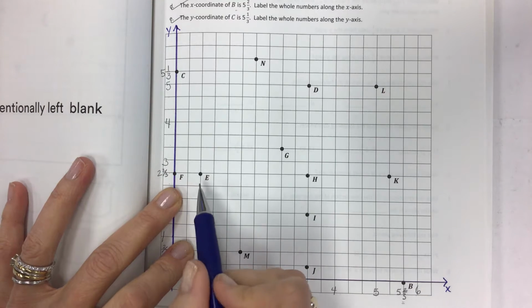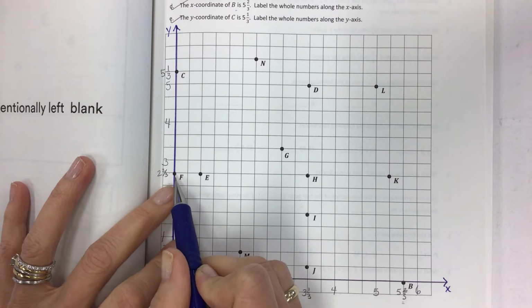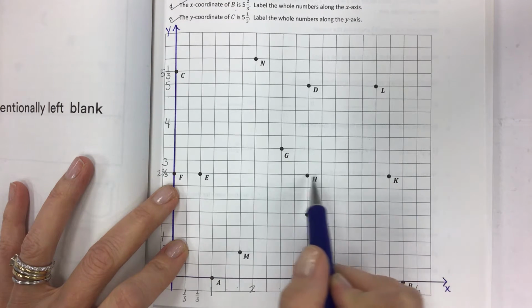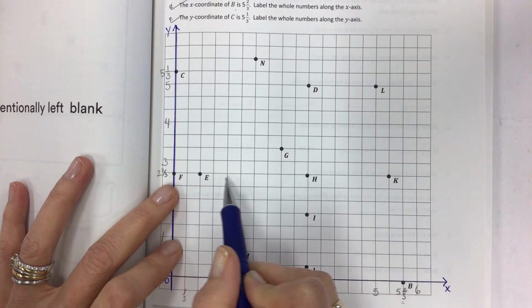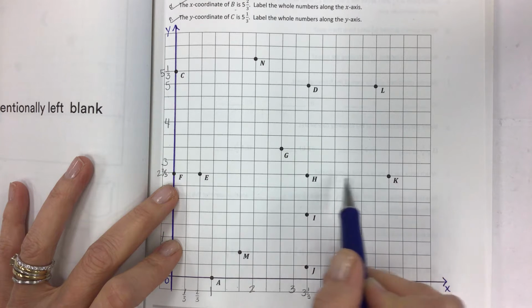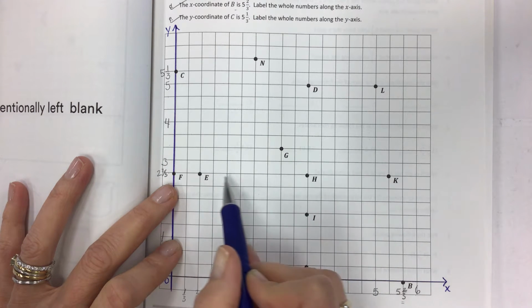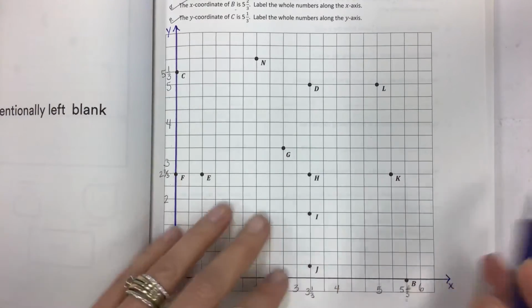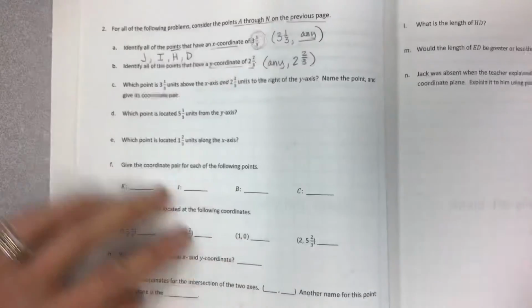So all of the y coordinates are right here on this line. Remember, graphing is all about following the data that's on the line. At least in 5th grade, everything pretty much sticks to the line for the most part, almost all the time. Okay, F, E, H, and K.